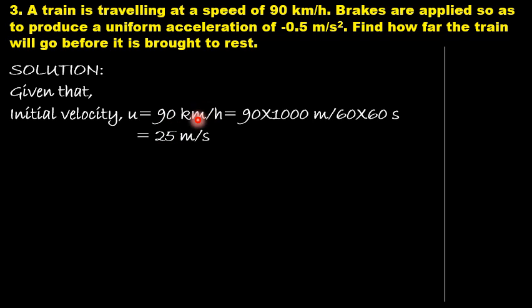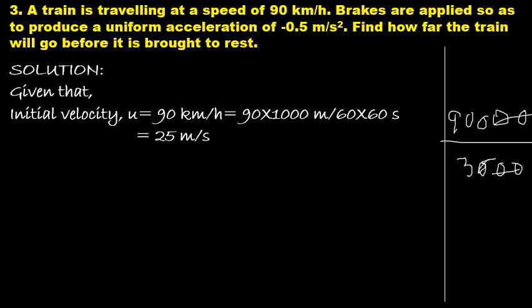90 kilometer can be written, 1 kilometer is 1000 meters. So 90 kilometer is 90 into 1000 meter upon 1 hour. And 1 hour can be written as 60 into 60 seconds. So all in all, what we have here is 90,000 meters upon 3600 seconds. 60 into 60 is 3600. You all know that. We are converting this into meter per second, okay? So 2 zeros get cancelled out easily.